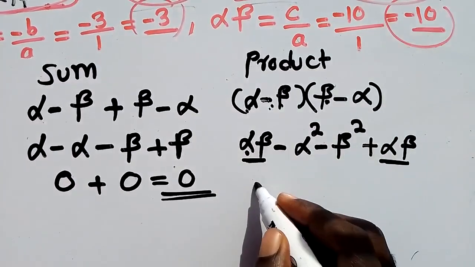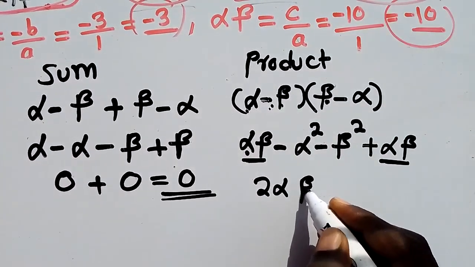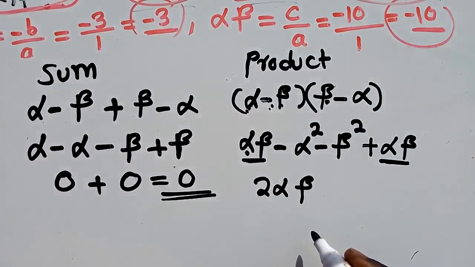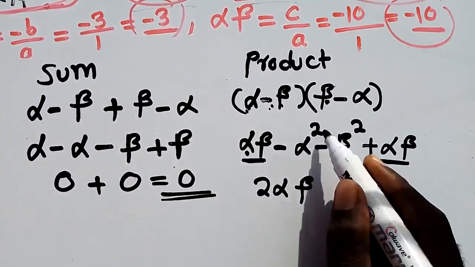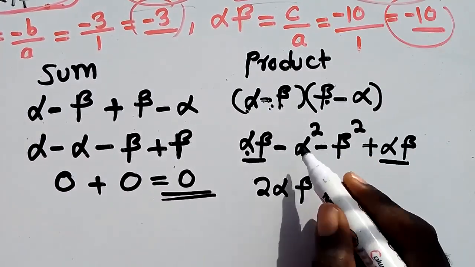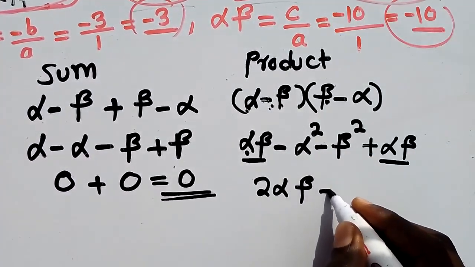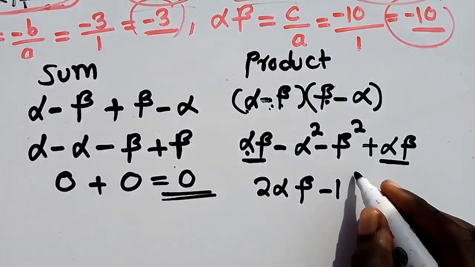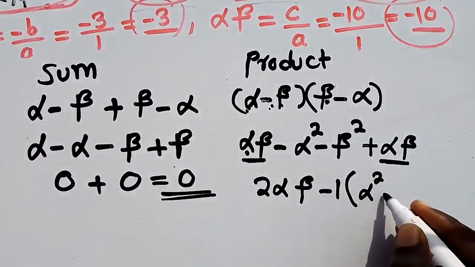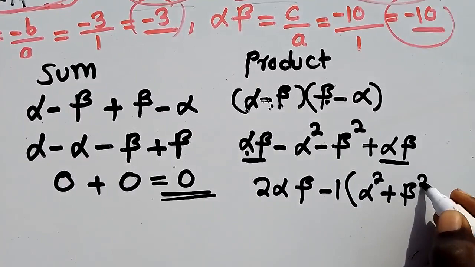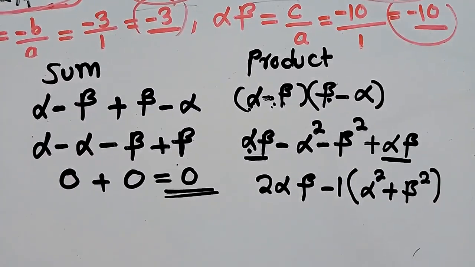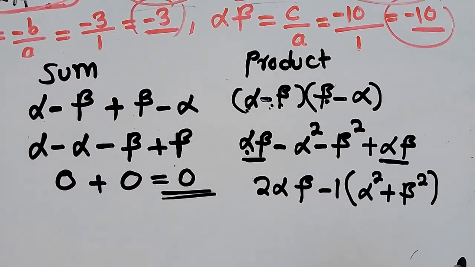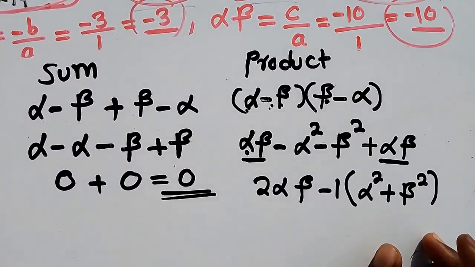Alpha beta plus alpha beta, it is 2 what? 2 alpha beta. This is what we are going to have. So even here, when you factorize this part, you are going to have negative 1 open bracket alpha squared plus beta squared, which will be like this. This is what we are going to come up with. So this is what you are going to do.